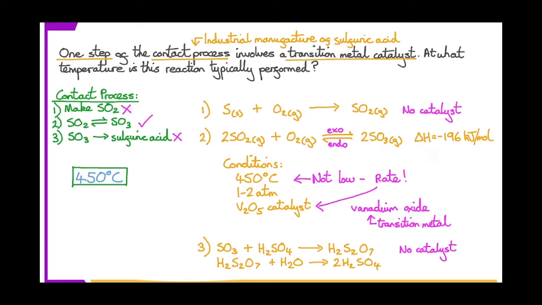As you can see from the diagram, what are the conditions? You may be asked, what are the conditions for the contact process? It is a temperature of 450 degrees, 2 to 3 atmospheres, and a vanadium pentoxide catalyst is also required. And that is a summary of the conditions involved in the contact process.